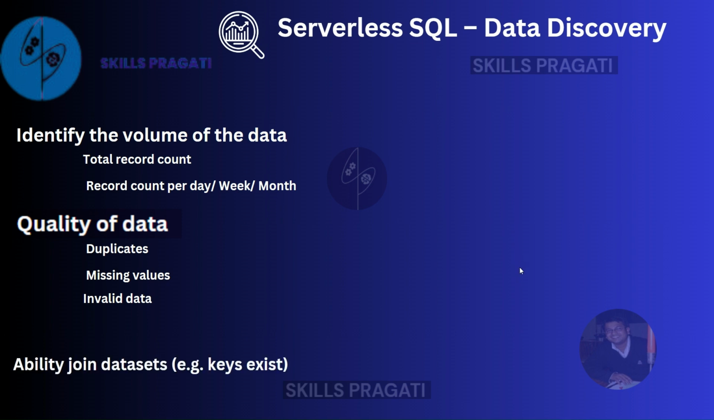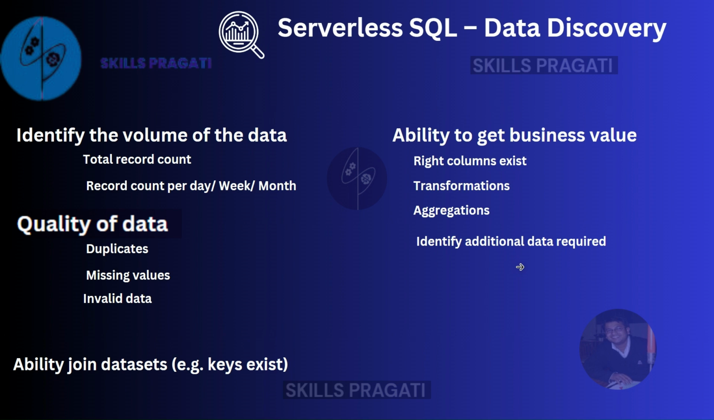Most projects will be receiving data from multiple sources, and we need to have the ability to join the datasets. We need to ensure that the data sources can be joined and the appropriate keys exist in the data. Most importantly, a project will have to provide business value. This would require the data to have the right data items. We also would want to perform some simple transformations and aggregations during the discovery phase to make sure that the data meets the requirements and also that any additional data requirements are identified.